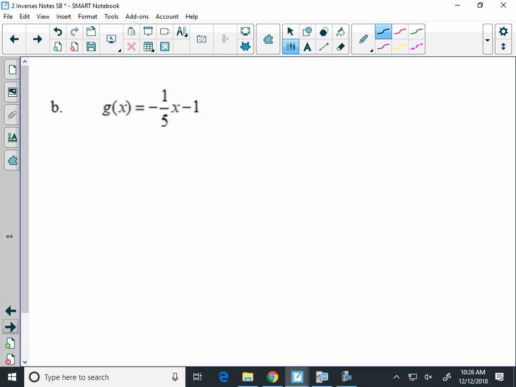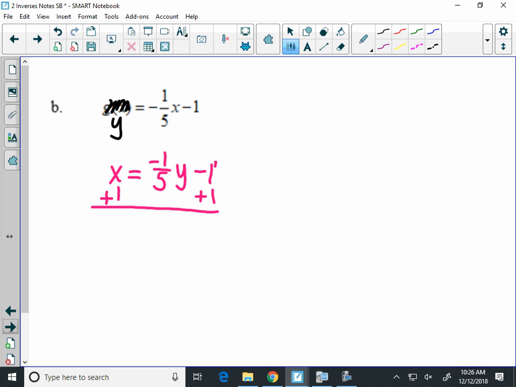Part B, again, this g of x is the same thing as y equals. I need to find the inverse. So I'm going to start by switching these two letters. x equals negative 1/5 y minus 1. All right, so I'm going to get y by itself by starting to add 1 to both sides.